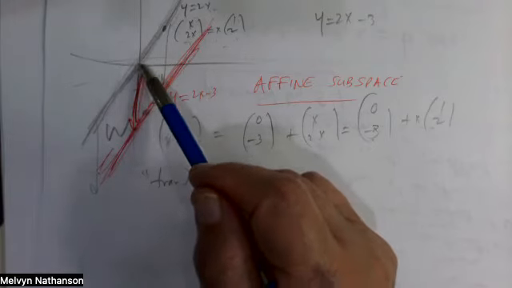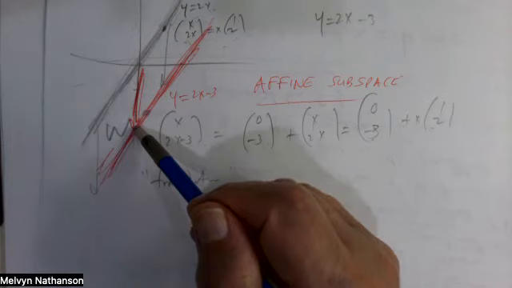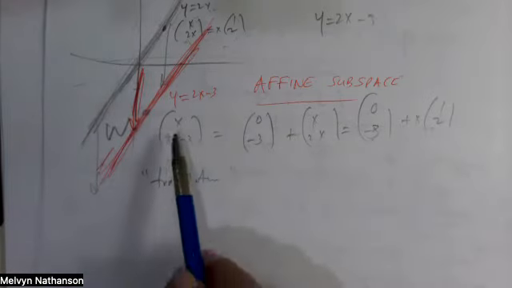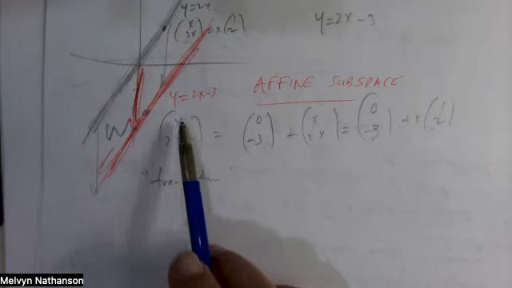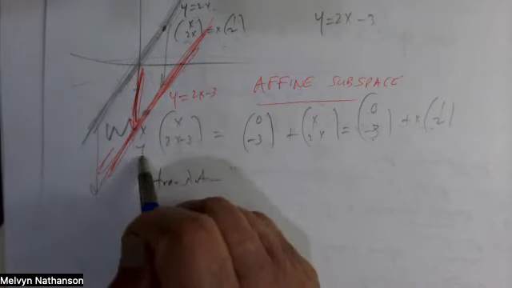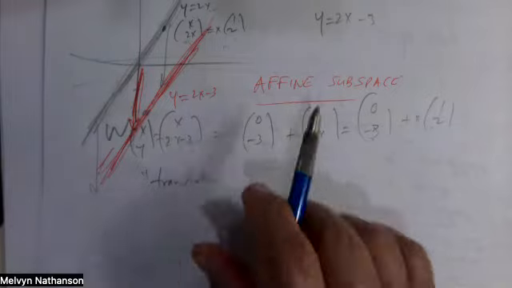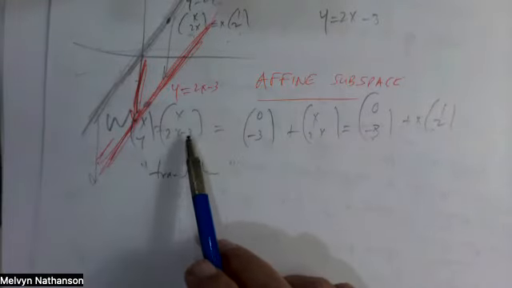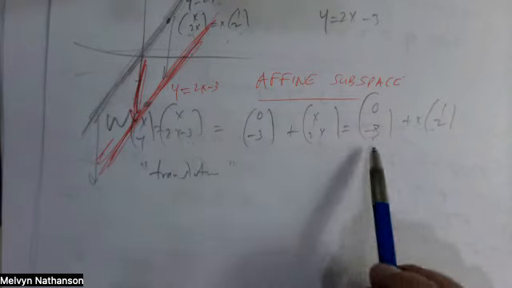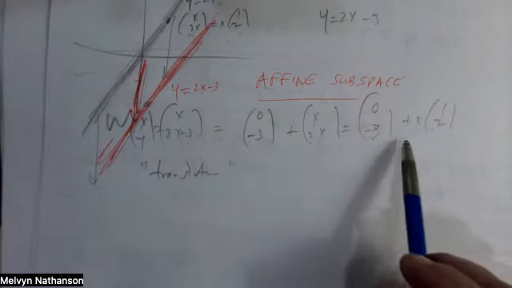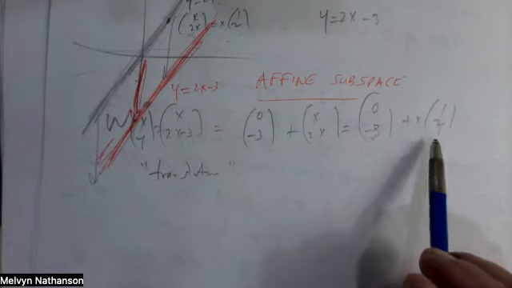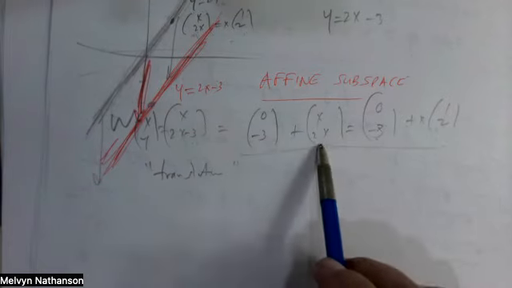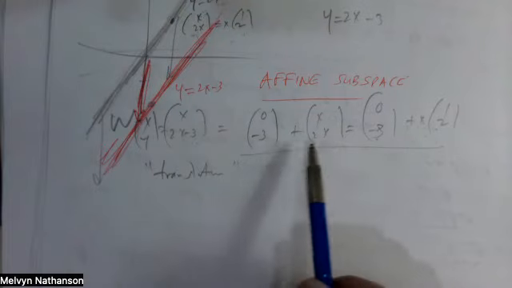In high school, they taught you this is y-intercept 0. This is y-intercept minus 3. But they're parallel lines. In this case, given x, y is 2x minus 3. And I can decompose this vector as (0, minus 3) plus x times (1, 2). This is just elementary vector algebra.